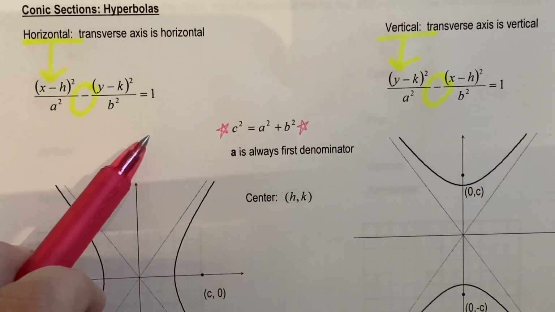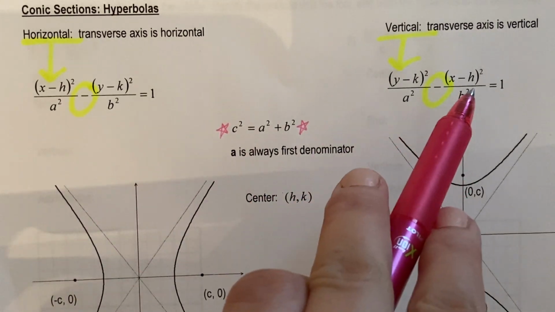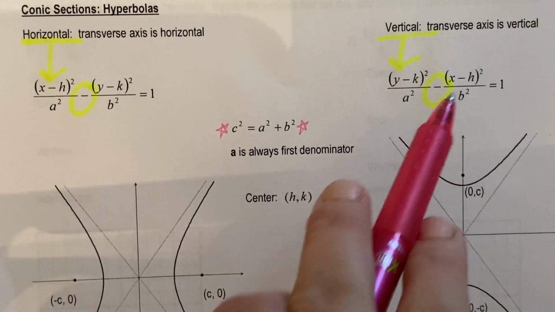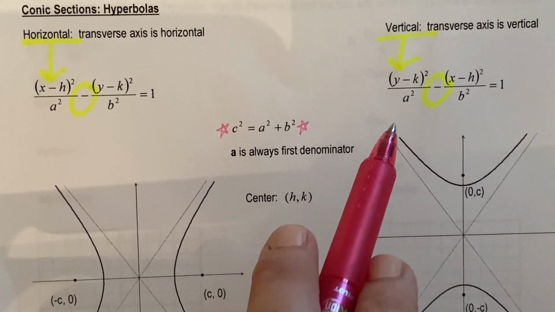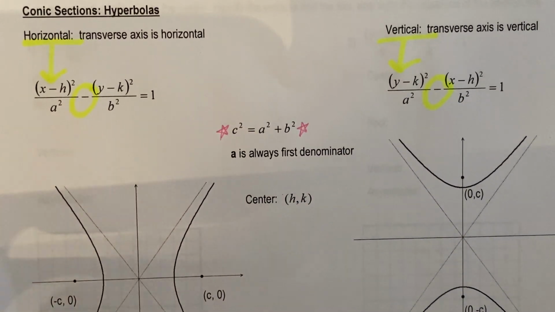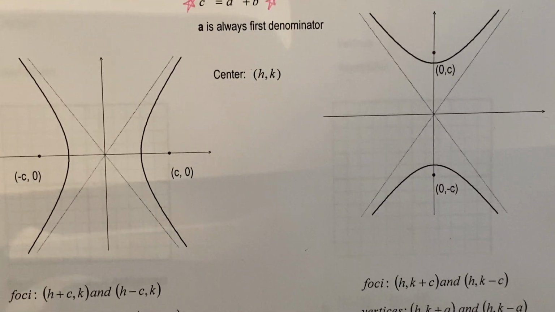Center is still HK, but be careful on the vertical, it switches spots. So the X value still comes from X, Y value still comes from Y. You'll get tripped up when you see that. So we'll keep practicing. So here's what our hyperbola looks like.